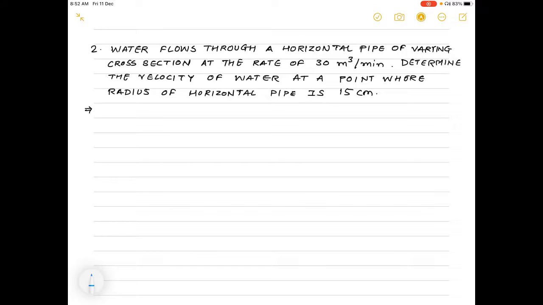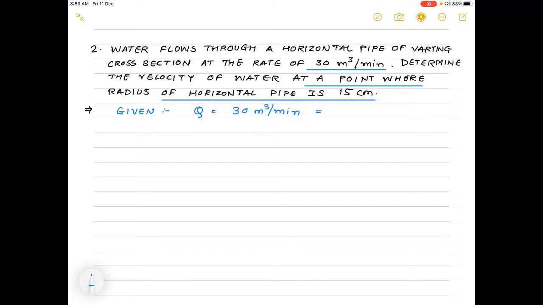The second question is: water flows through a horizontal pipe of varying cross section at the rate of 30 meter cube per minute. We have to determine the velocity of water at a point where the radius of the horizontal pipe is 15 centimeter. Again, first we will see what the given data is. Given is Q, the rate of flow of water, which is 30 meter cube per minute.